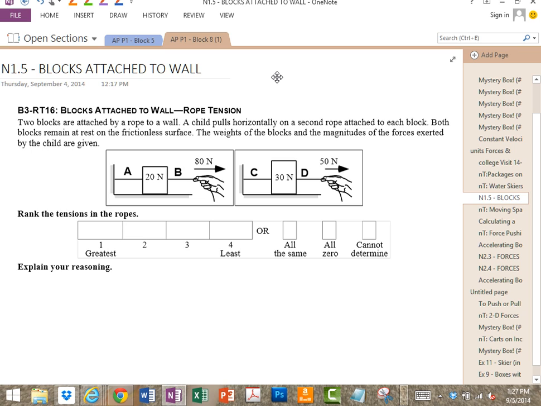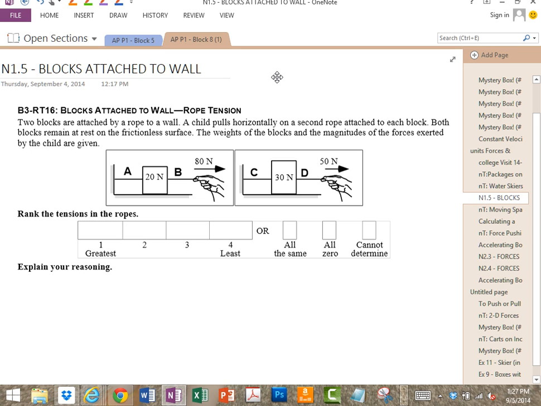Why would the tension on A be bigger than the tension on C? Because 80. And again, it may be helpful to draw a free body diagram. We love those free body diagrams. Oh, it's greatest to least, right? So C is a total of 80. A is a total of 80.